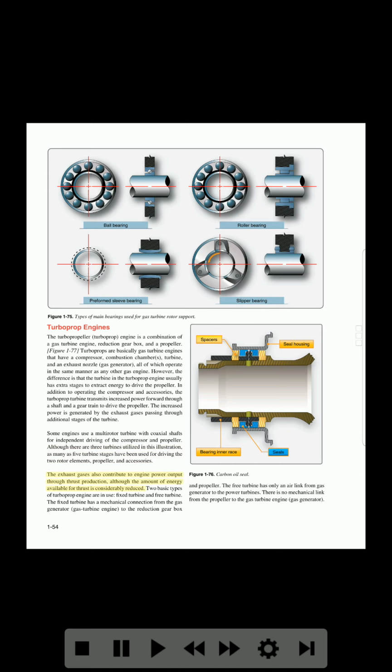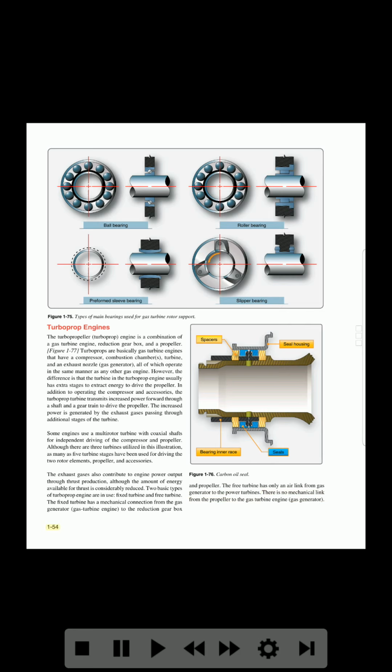Although the amount of energy available for thrust is considerably reduced, 2 basic types of turboprop engine are in use, fixed turbine and free turbine. The fixed turbine has a mechanical connection from the gas generator, gas turbine engine, to the reduction gearbox, spacers, seal housing, bearing inner race seals, figure 1-76, carbon oil seal, and propeller. The free turbine has only an air link from gas generator to the power turbines. There is no mechanical link from the propeller to the gas turbine engine, gas generator.